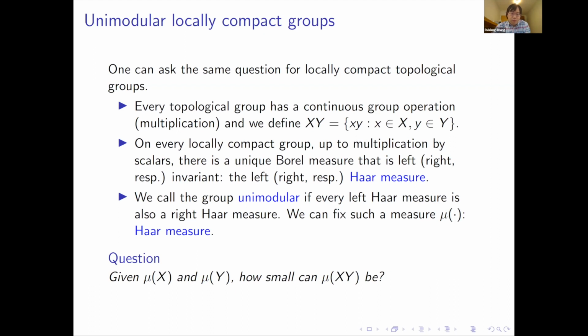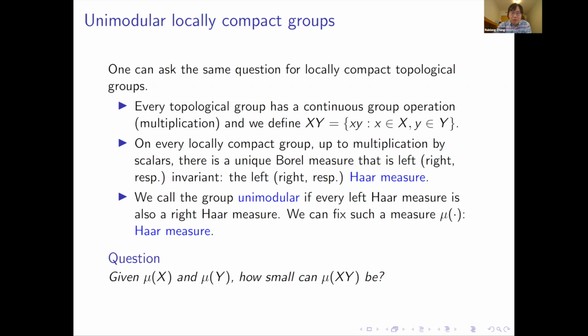So we're going to ask this question in this context. Again, given mu of X and mu of Y, how small can mu of XY be? This question can actually be quite difficult, and we'll pick a start: whether you can generalize Brunn-Minkowski to this setting. Since it was useful in previous contexts, it might be interesting to look at this inequality.